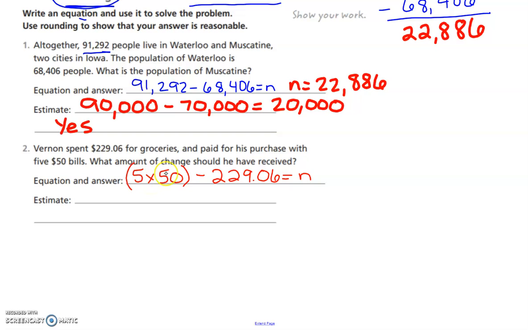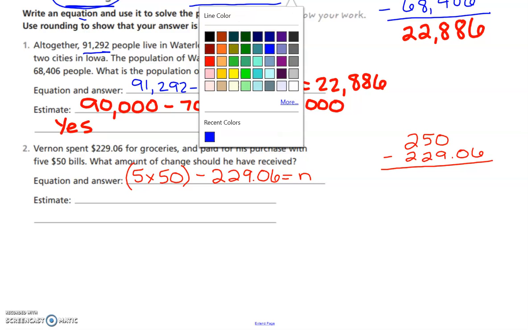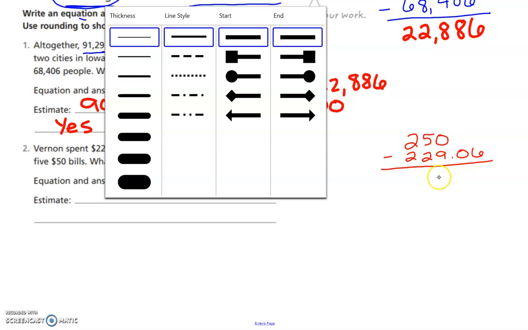Well, let's go ahead and actually solve it. 5 times 50 you can do in your head. That's going to be $250. And then I'm going to subtract the 229.06 from there. So as you know, we're going to need to add something here in order to be able to solve this problem. Let's make my line smaller, make it a little easier.